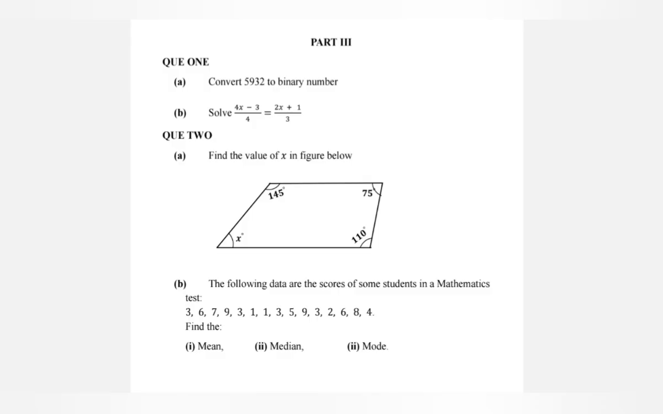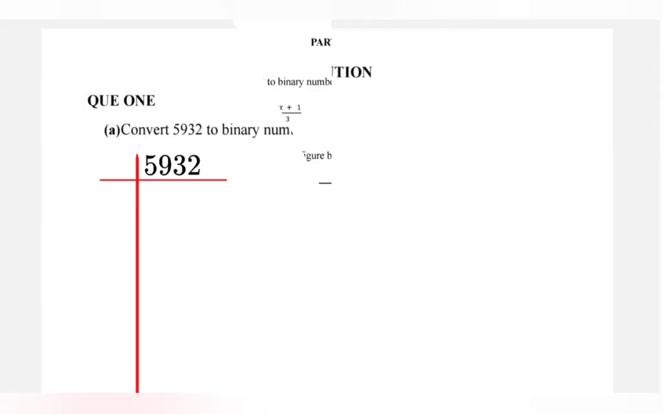Let's dive into the solution proper. Here is question number 1, 1A. We are to convert 5932 to a binary number. To binary number means to base 2. Express it in base 2.